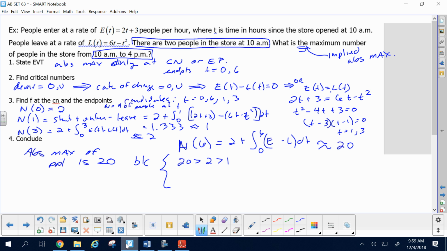It can only be an endpoint or a critical number. The greatest of those candidates was 20. That's got to be the absolute max. It cannot be anything else.